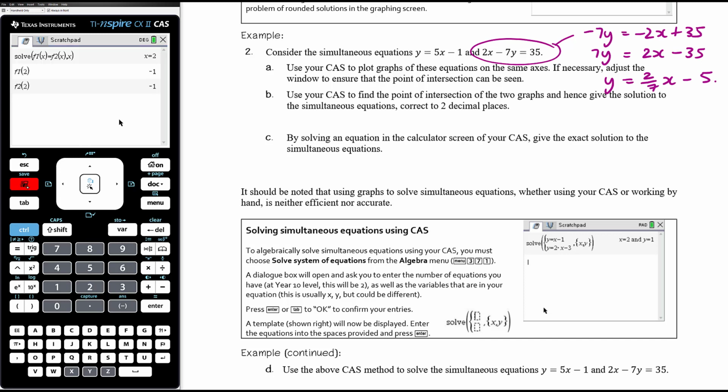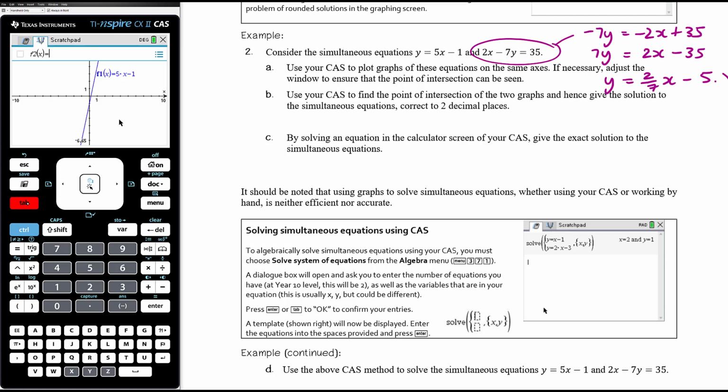Alternatively, you could get your CAS to do that rearrangement for you. So you could solve 2x minus 7y equals 35 for y. Get it to make y the subject, and that's the same as what we've got here. It's just got it all written over 7, so it's 2x minus 35 all divided by 7. Okay. Either way, that's the equation we want to sketch.